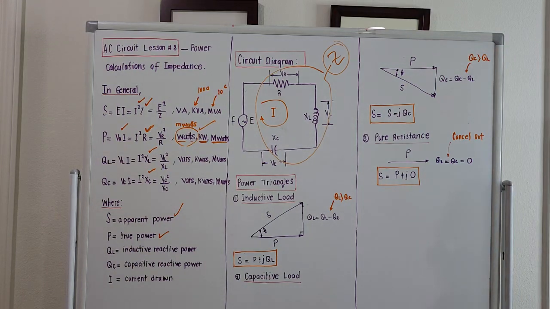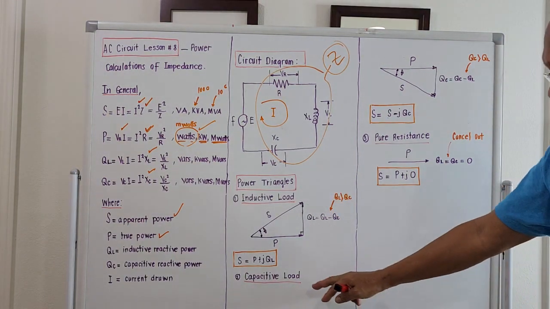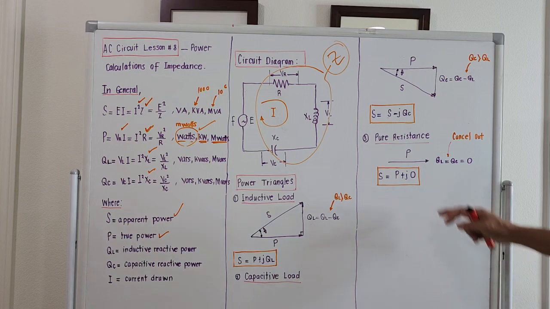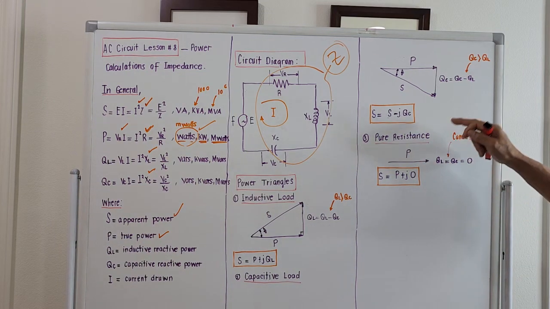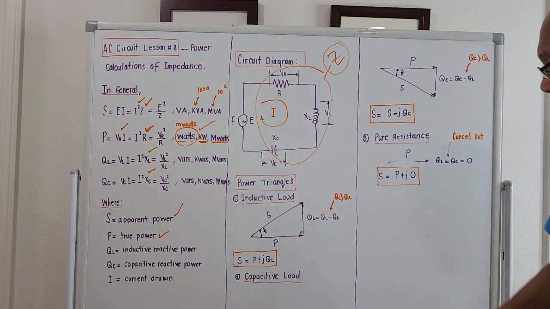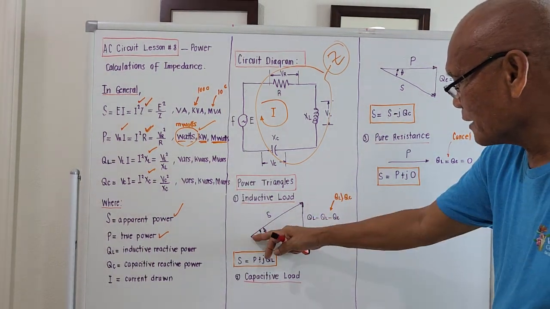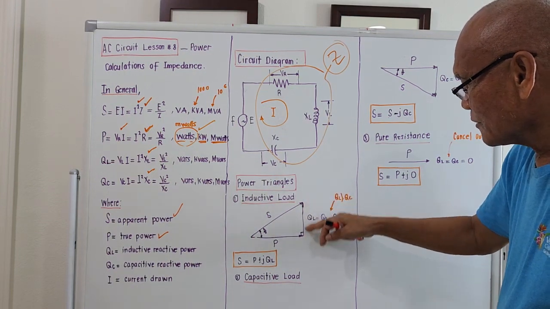It will be if the load is inductive, if the load is capacitive, and number three, if the load is a pure resistance. For the inductive load, the power triangle will be something like this. We got a real part, and this is the imaginary part.